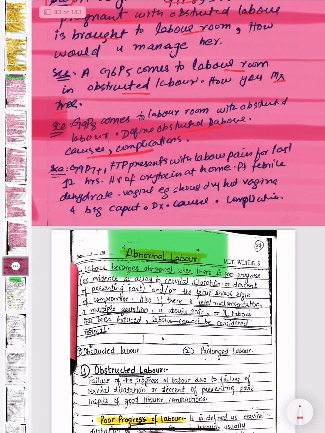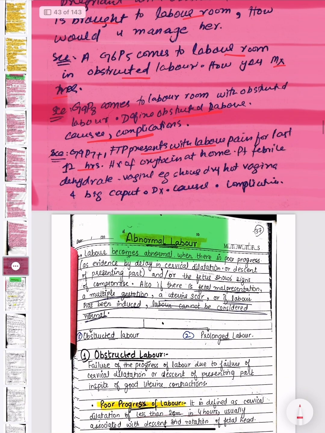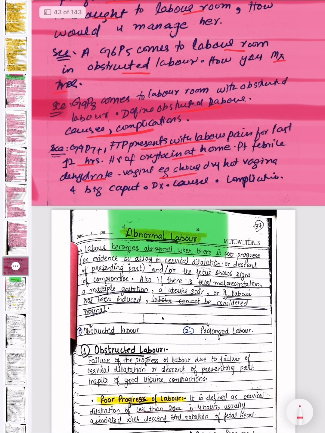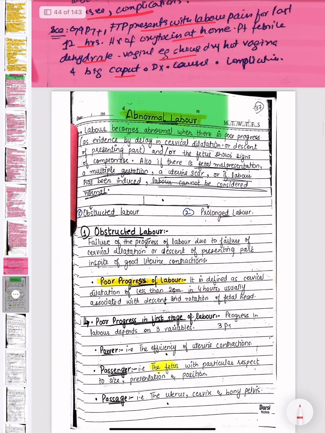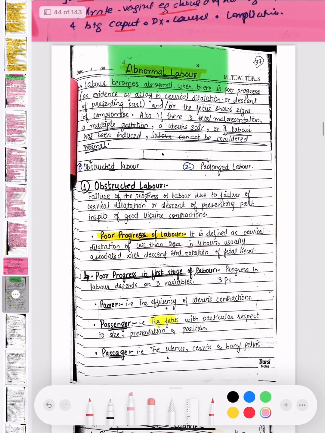And a G9 P7+1 presents with labor pain for the last 12 hours. History of oxytocin use at home, and the patient is febrile and dehydrated. Vaginal examination shows a dry, hot vagina and a big caput. So what is the diagnosis, the causes and the complications? Now we are discussing abnormal labor.